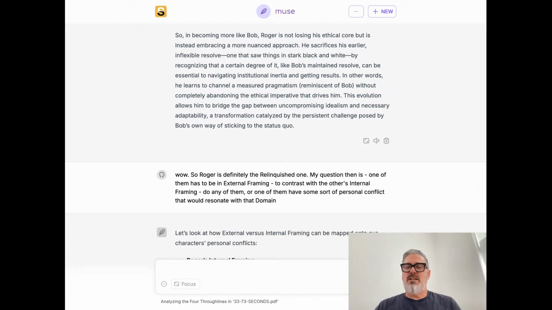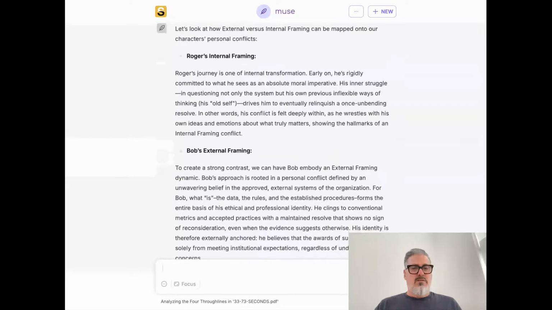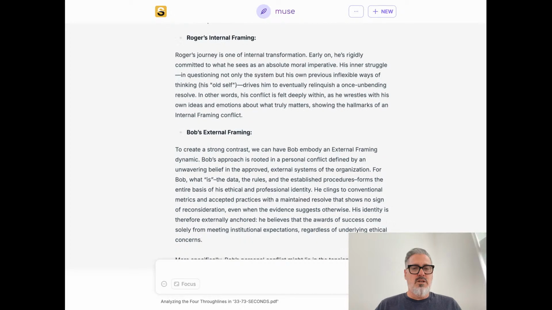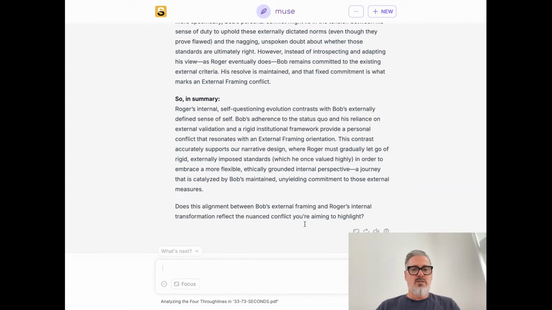I feel like somebody had a sick wife, maybe, or something. I've read a lot of stuff. Roger's journey is one of internal transformation. For Bob, Bob's approach is rooted in a personal confidence. That still sounds like mind to me. He clings to conventional metrics. I don't. They're both. Those both still sound like internal.